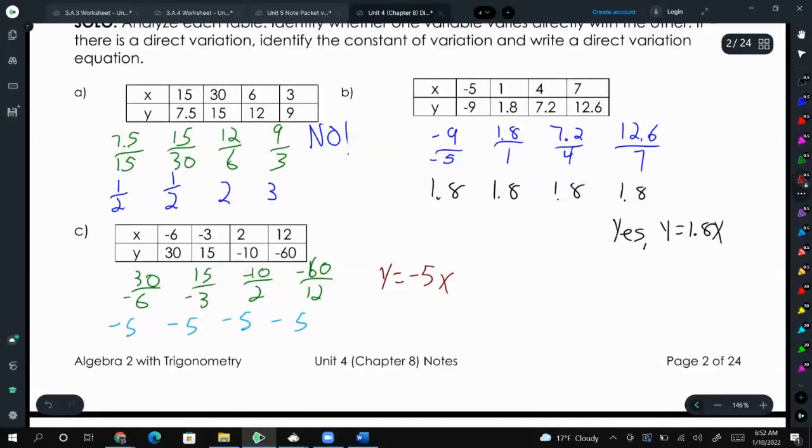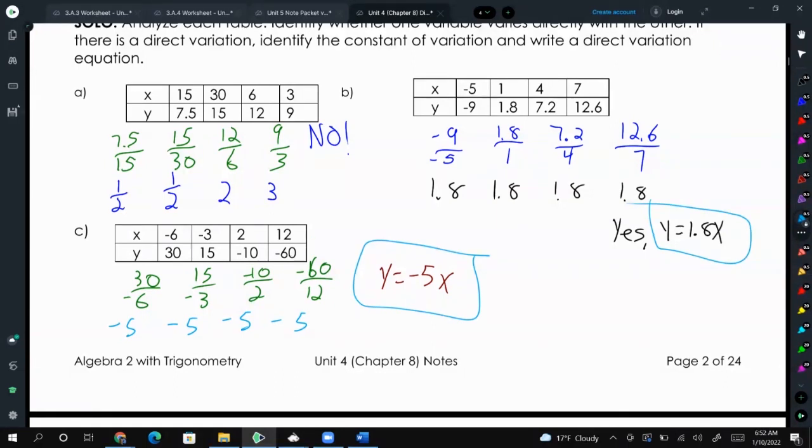All right, so you can see my answers here. The first one was not a direct variation because we did not get the same constant each time. But the other two were direct variations. And you can see that after I got that constant, I was able to then write the equations here. So direct variation is pretty simple. You just have to make sure to read the directions carefully.